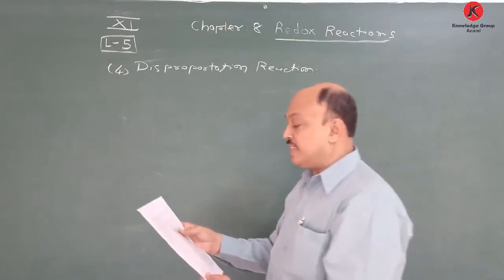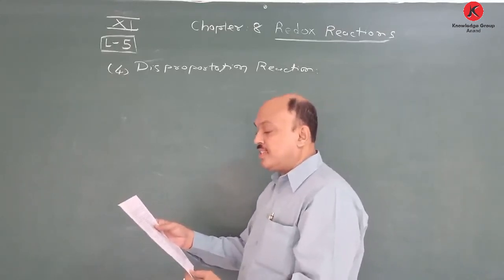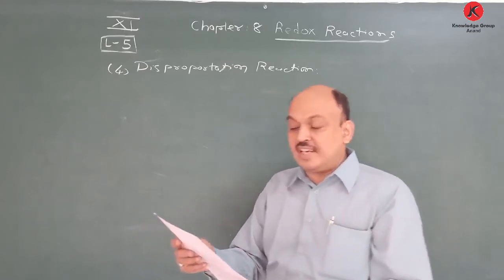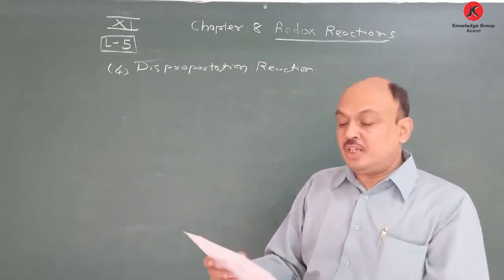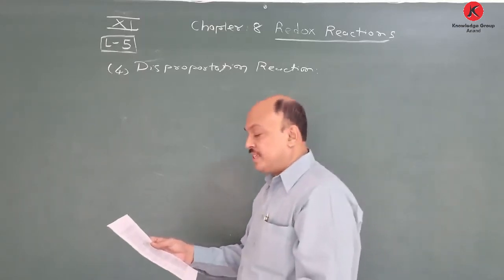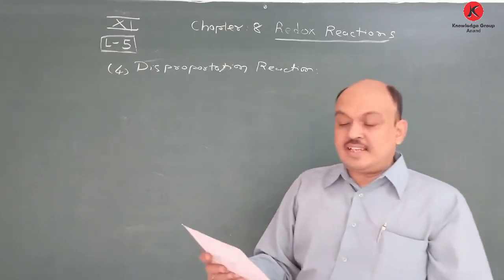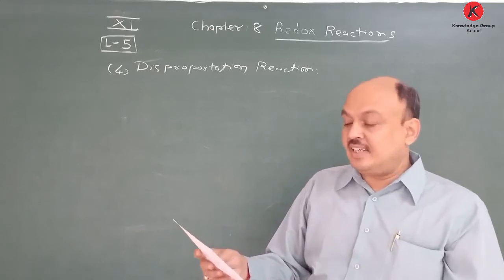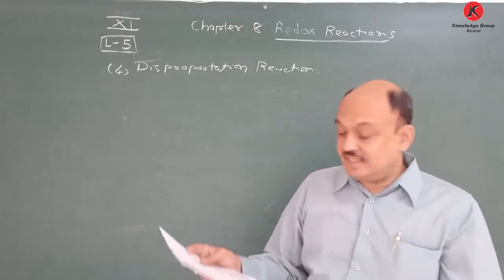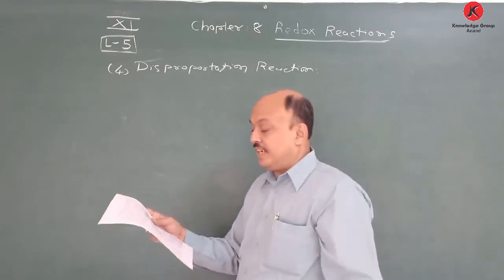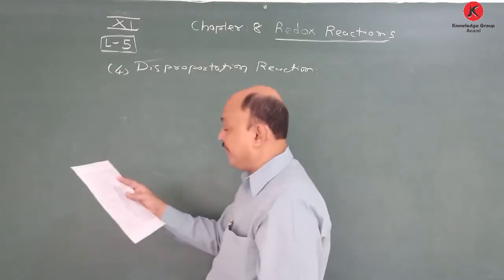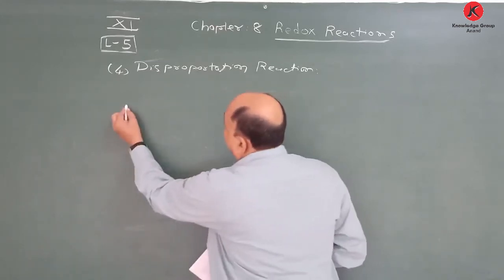In a disproportionation reaction, an element in one oxidation state is simultaneously oxidized and reduced. One of the reacting substances in a disproportionation reaction always contains an element that can exist in at least 3 oxidation states. First of all, we take an example so it becomes very easy for you.